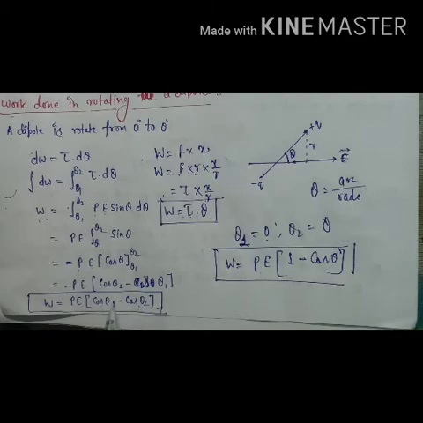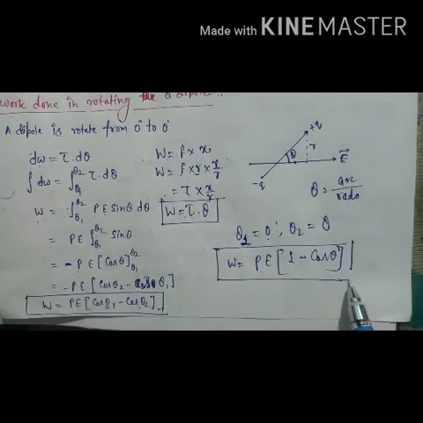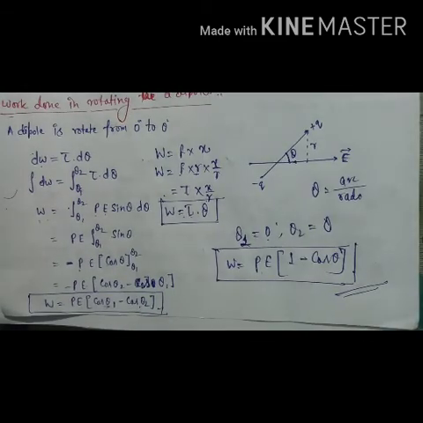We take theta 1 equal to 0 and theta 2 equal to theta. So we put the value of theta 1 equal to 0. So we have W equal to pE cos theta 1, where cos 0 is equal to 1. So we have the formula W is equal to pE into 1 minus cos theta. This is the general expression. For any value of theta, we can find the work done in rotating a dipole.